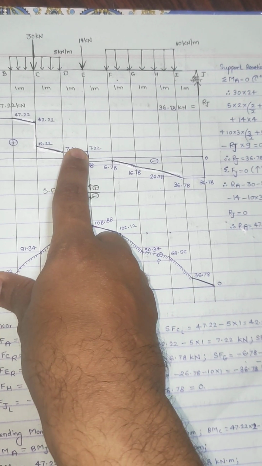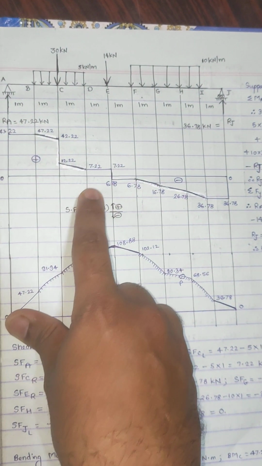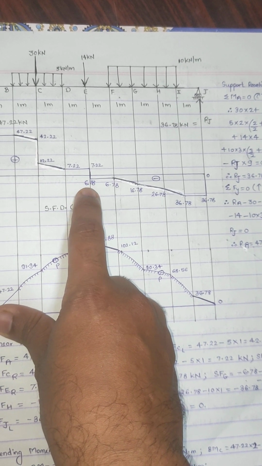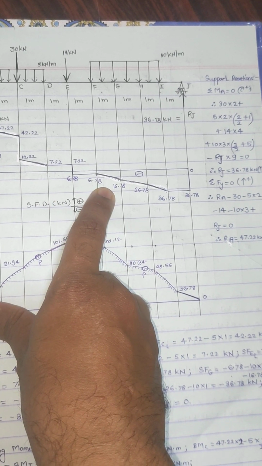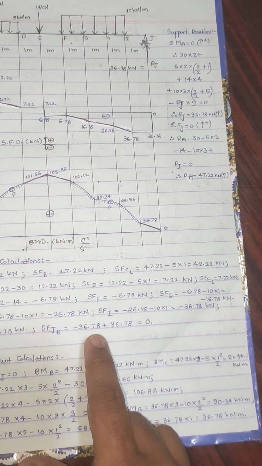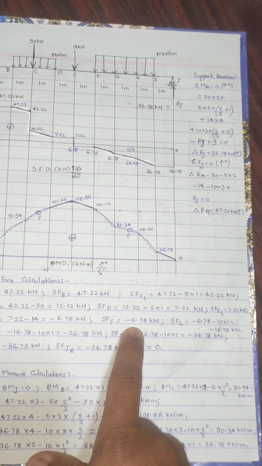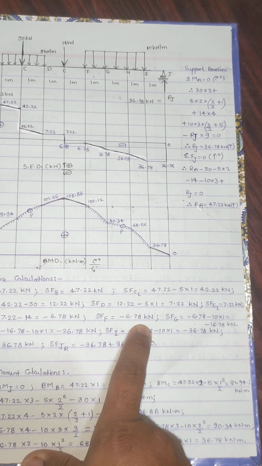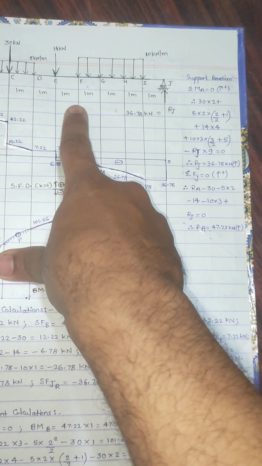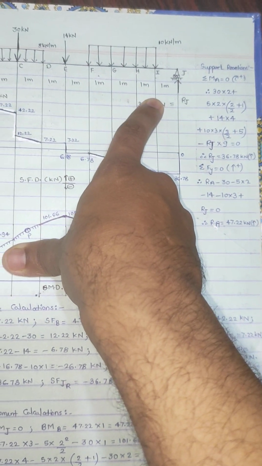Then from point E we have this 14 kilonewton load, so we went down because it was minus 6.78, and from point E to F there is no load acting, so 6.78 we will copy, minus 6.78. So shear force at F will be minus 6.78 kilonewtons. Now we have to calculate shear force at each point. So shear force at G, H and I.